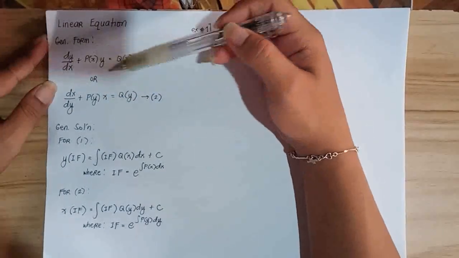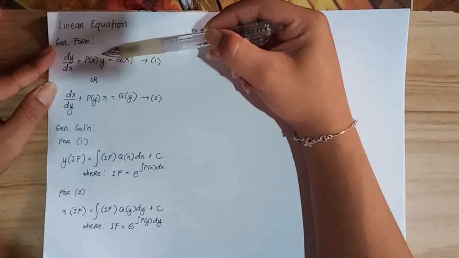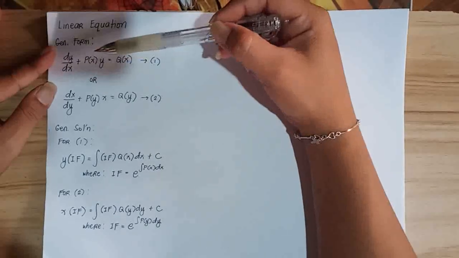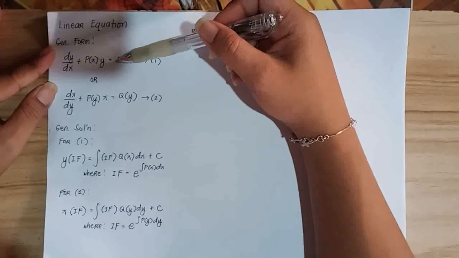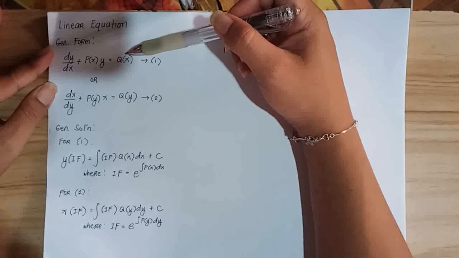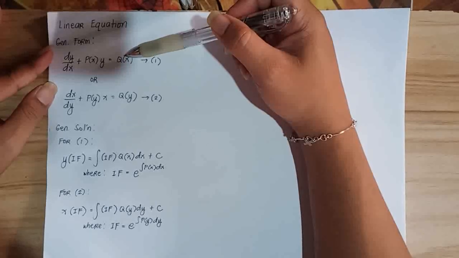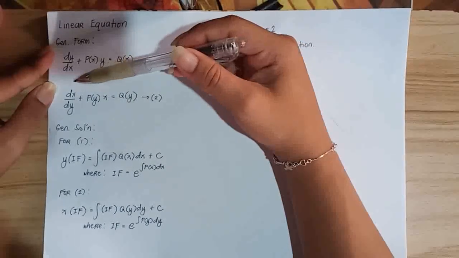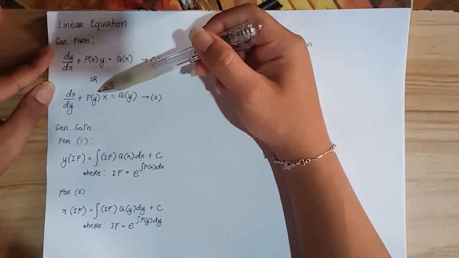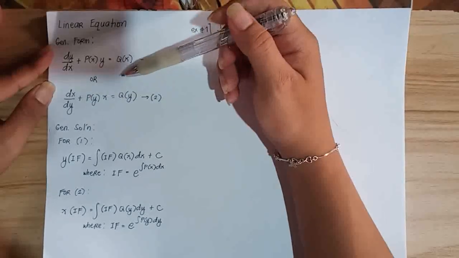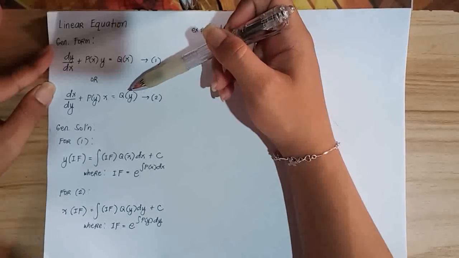If you have dy over dx, you must have a multiplier of y, then the multiplier of y must be a function of x. Then the equation must be equated to also a function of x. When we say a function of x, meaning to say, the only variable in the equation is x. Or, when you have an equation of dx over dy, your multiplier must be x. Then the one that goes with it must be a function of y. Then it is equated also to a function of y.